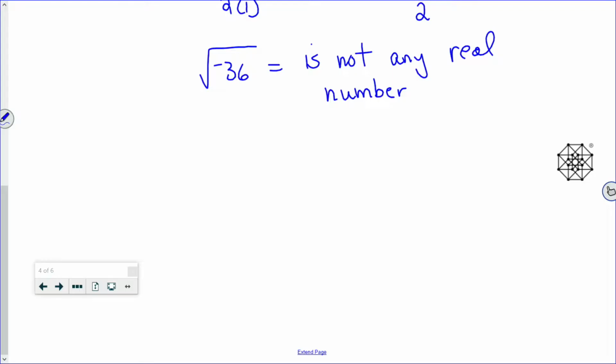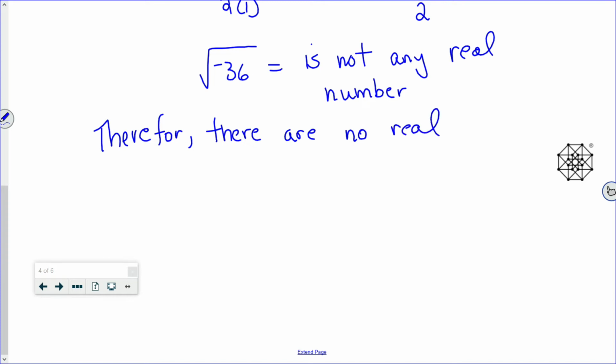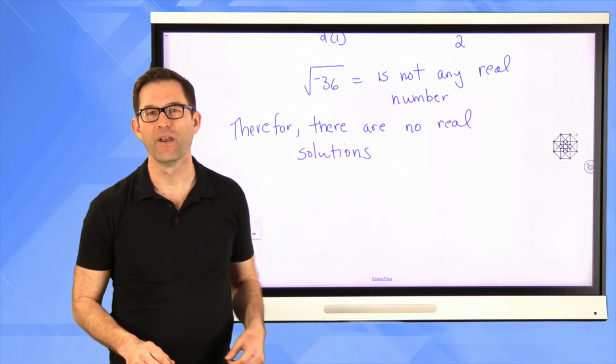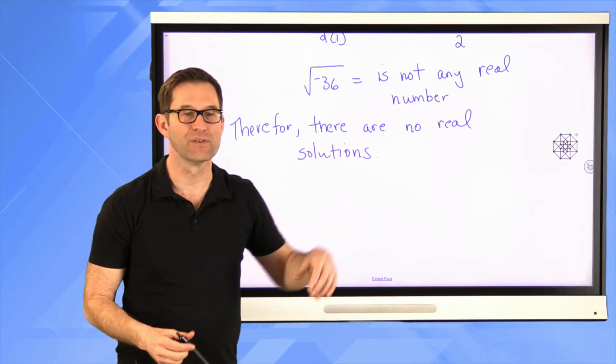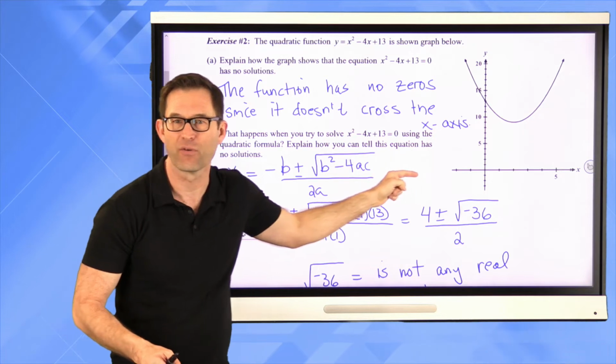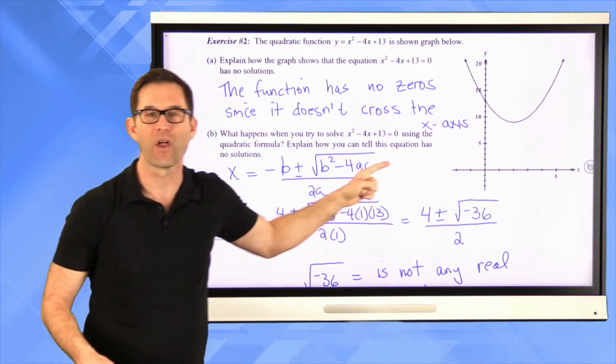So let me put that down. Therefore, there are no real solutions. Now, notice I'm trying to be a little bit careful with my language, right? This is not any real number, therefore there are no real solutions, which you can definitely tell by just looking at the graph because it never hits this real number line.